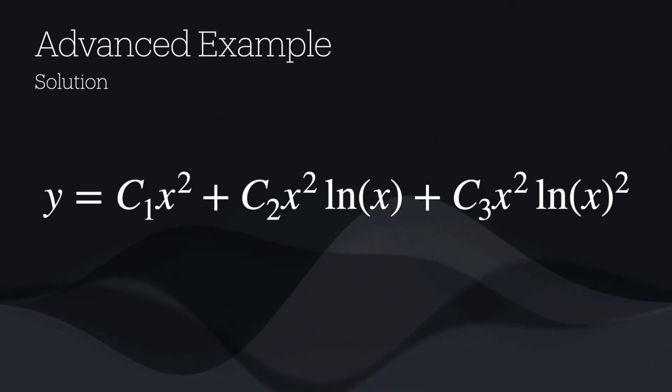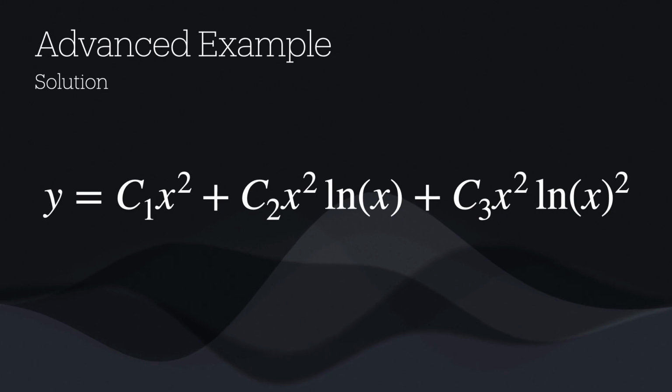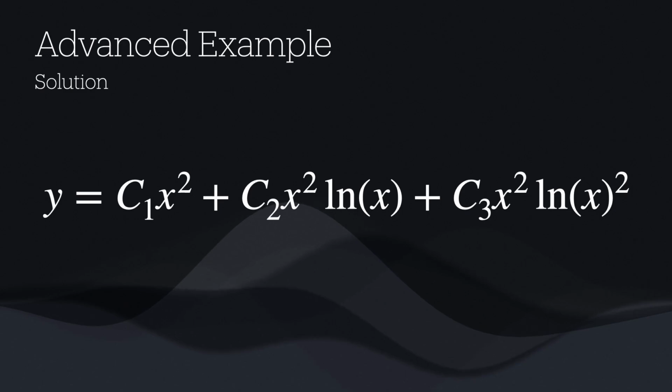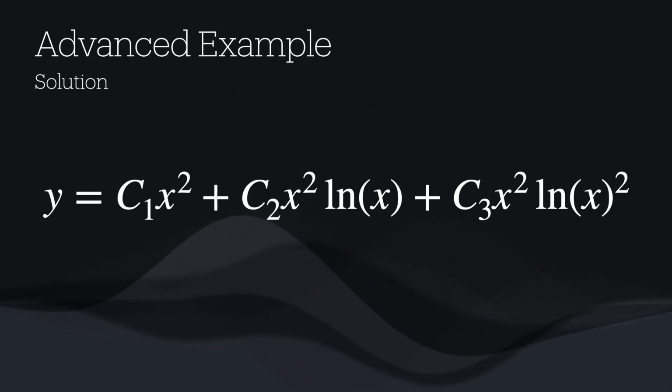Therefore, x squared, x squared ln x, and x squared ln x squared are all candidate solutions to this Cauchy Euler equation. And since Cauchy Euler equations are linear, the linear combination of the solutions will form the general solution. Therefore, c1 x squared plus c2 x squared ln x plus c3 x squared ln x squared is the general solution.